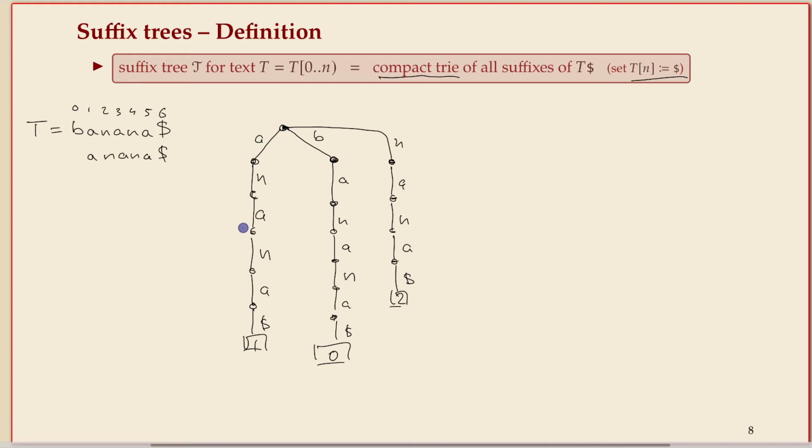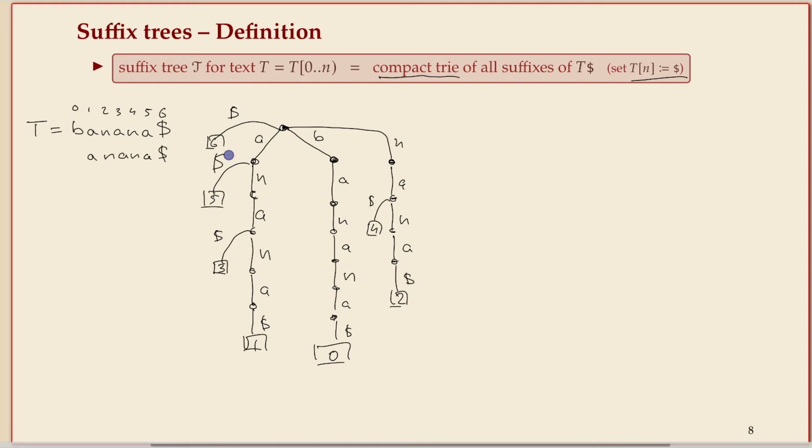Anna is already in here. I just have to add a new leaf. And that starts at 3. 4 is na. So I'm here and add a new leaf. 5 is just an A. So again, we branch out to a new leaf. And well, we could also include just the $. And so that's the standard trie.